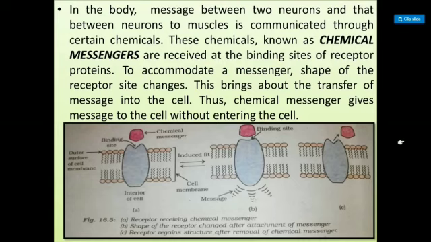In the body, messages between two neurons, and between neurons and muscle, are communicated through certain chemicals in the nervous system. These are called chemical messengers and are received at the binding sites of receptor proteins. To accommodate a messenger, the shape of the receptor site changes. This brings about the transfer of the message into the cell. This chemical messenger gives the message to the cell without entering the cell.